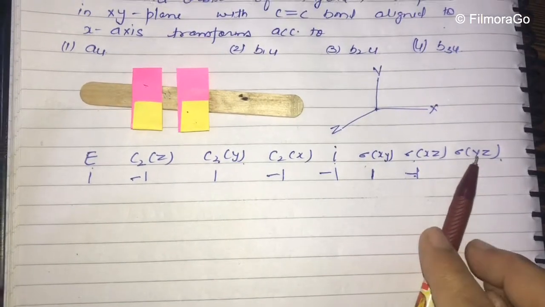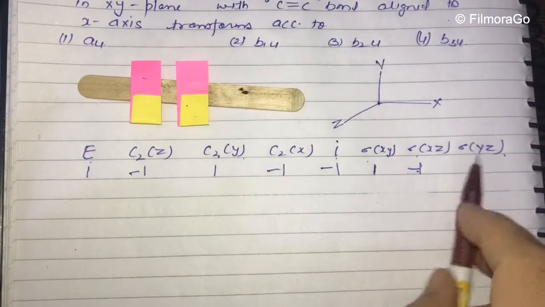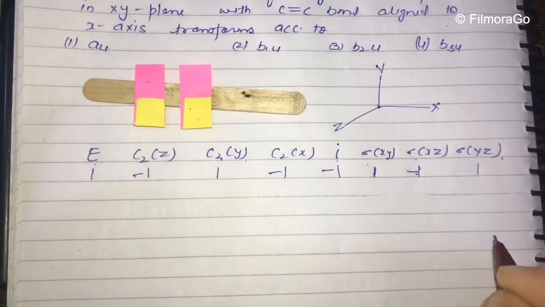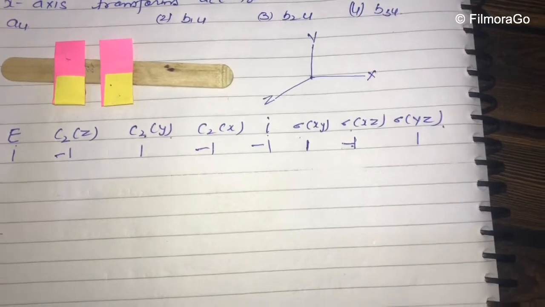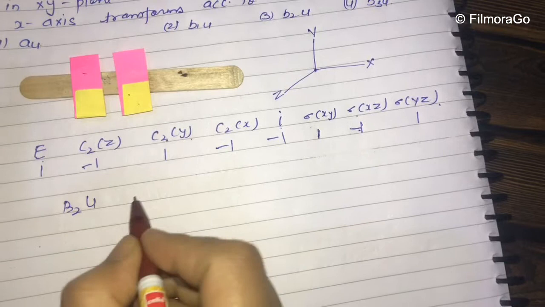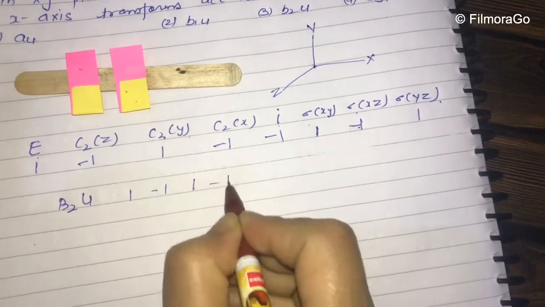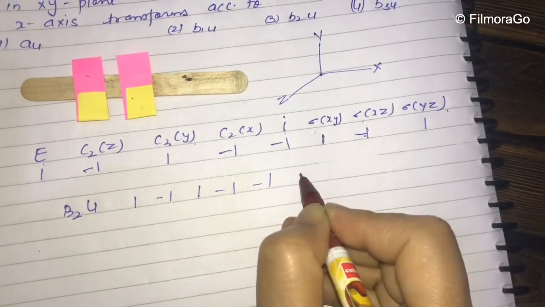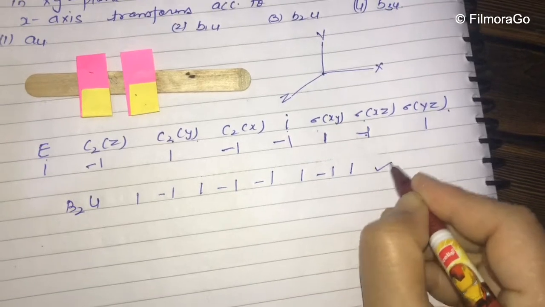Now we have to find out the sigma yz plane. Sigma yz plane will be this one, and if we are cutting on this plane, the sign will not change, so that will be 1. On observing the question, this is equal to B2u, because in B2u the characters are 1, -1, 1, -1, -1, 1, -1 and 1. So the option B2u will be correct.